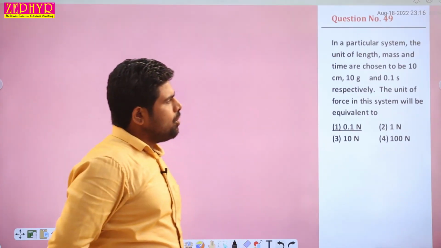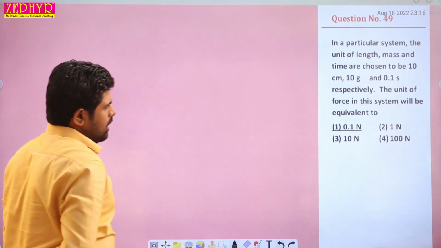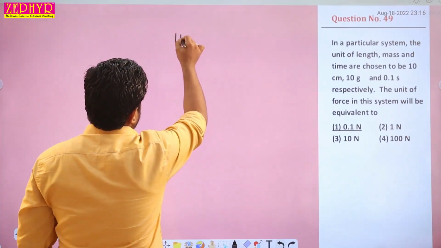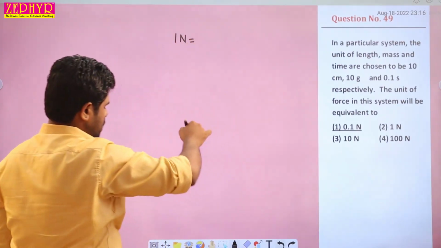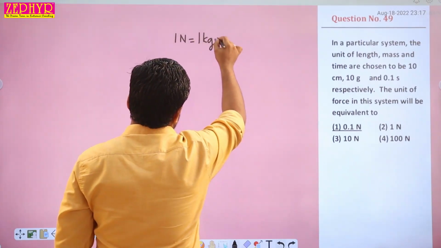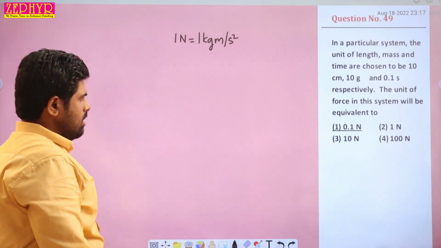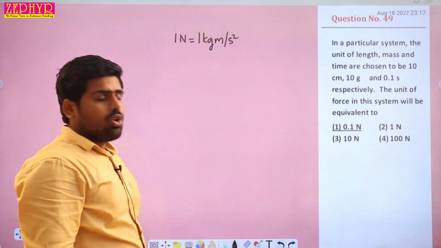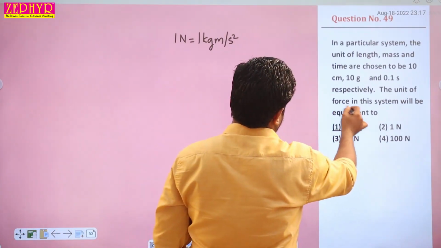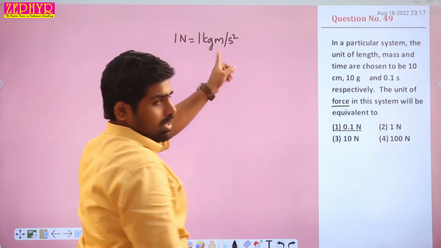The unit of force in this system will be equivalent to... Here we know 1 Newton is equal to 1 kilogram meter per second square. So the unit of force is expressed in Newton: 1 Newton is equal to 1 kg m/s².